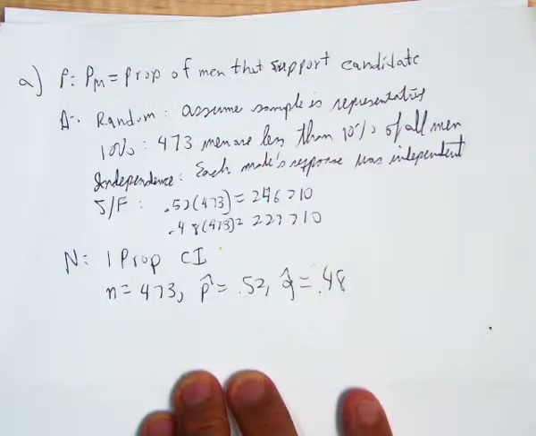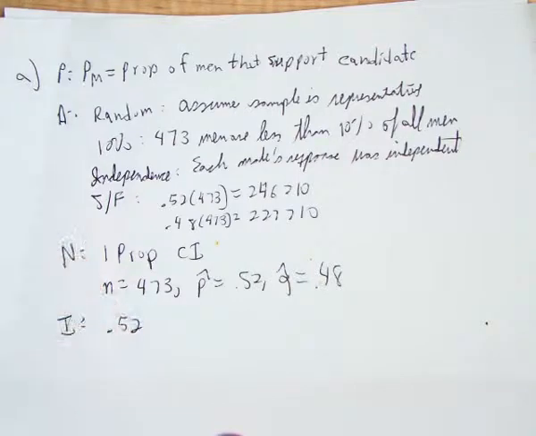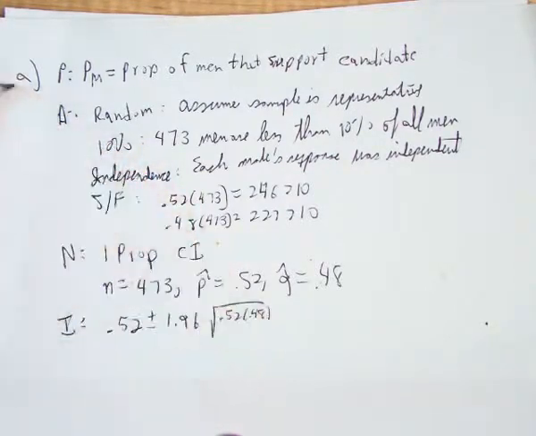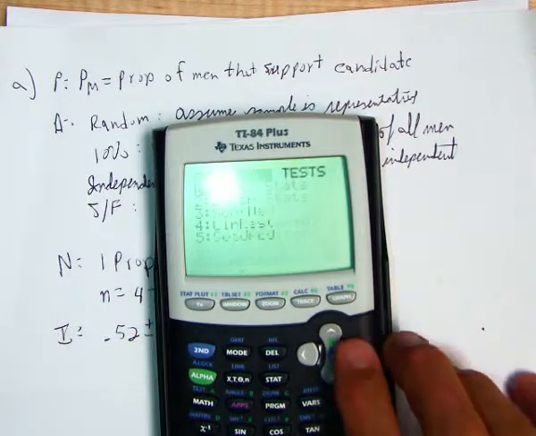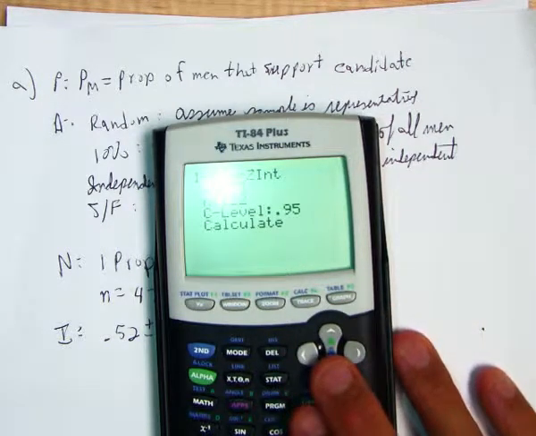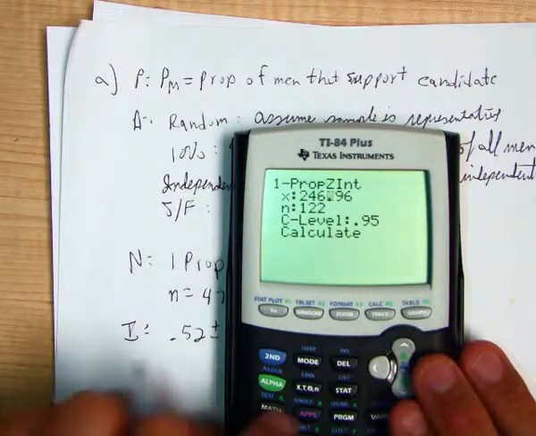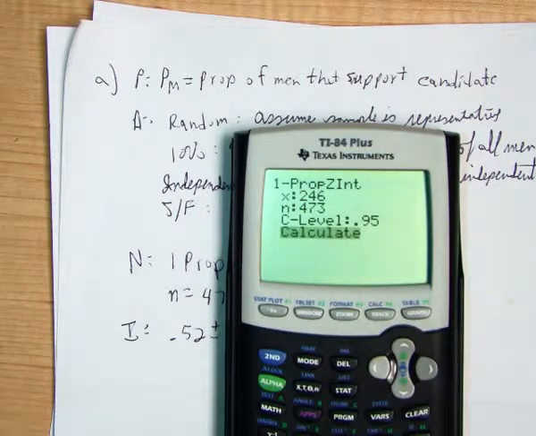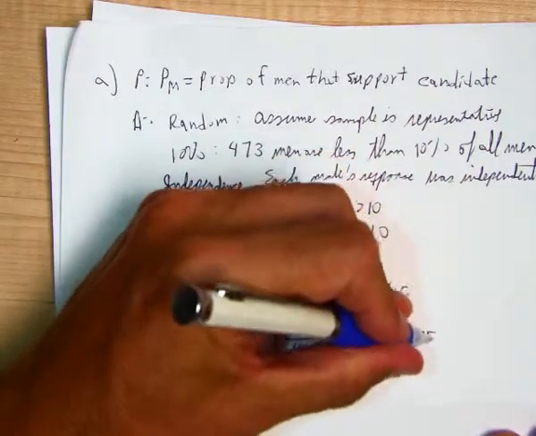Okay. And then we have to do the interval itself: 0.52 plus or minus 1.96 times the square root of 0.52 times 0.48 over 473. Okay, so let's go to our calculator. Stat, test, 1 prop z int. The number of successes, x, is 0.52 times 473, and we're going to round that to 246 because it has to be a whole number. And 473 is our sample size, 95% confidence. We calculate, and we get 0.475 to 0.565.